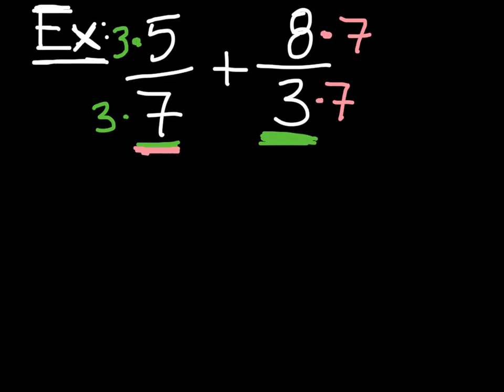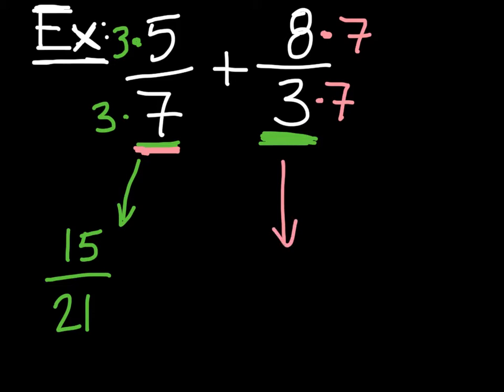Okay? Now what this does is it gives me a new fraction. 3 times 5, 15, divided by 3 times 7, 21. Okay, now I'm going to do 8 times 7, which is 56, divided by, again, it should give us the same denominator, which is 21, okay? All right, I'm going to add these two together.